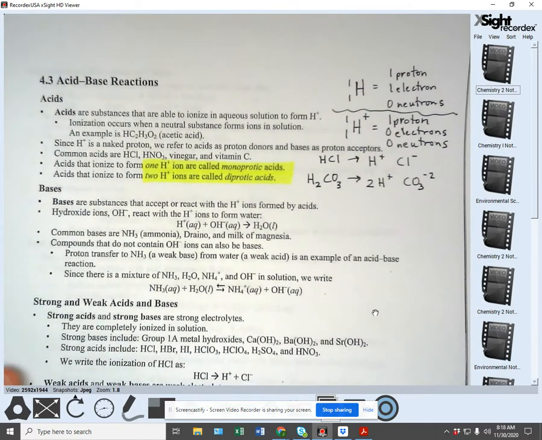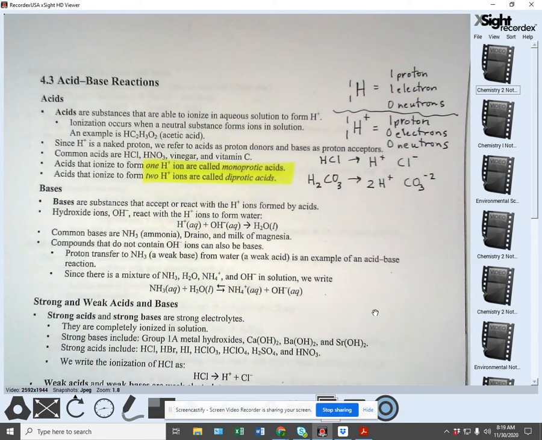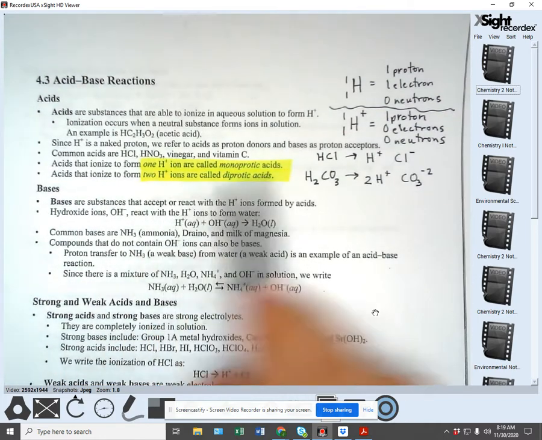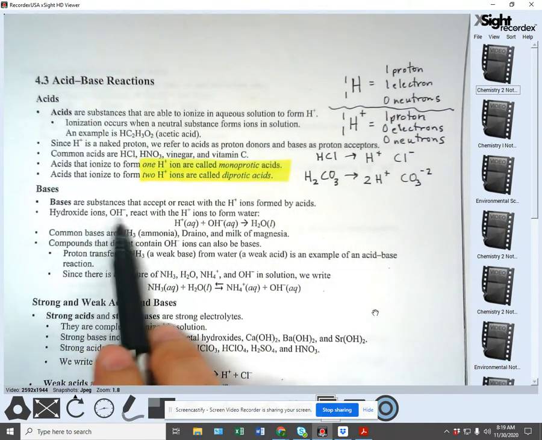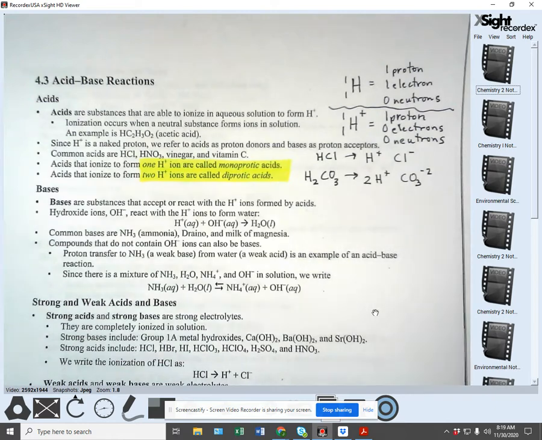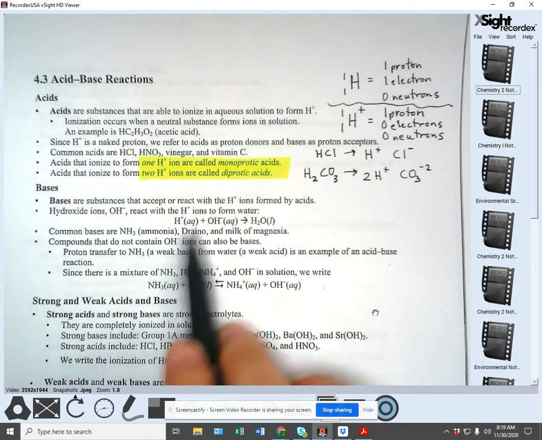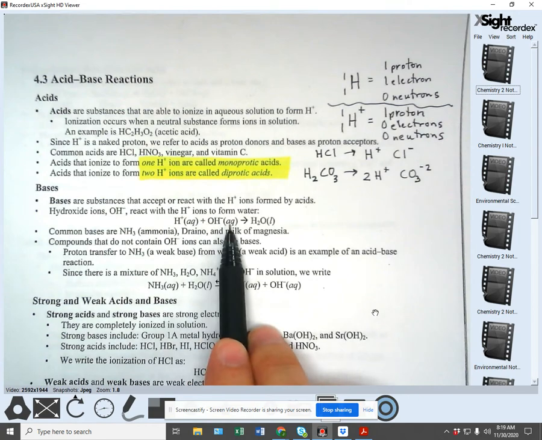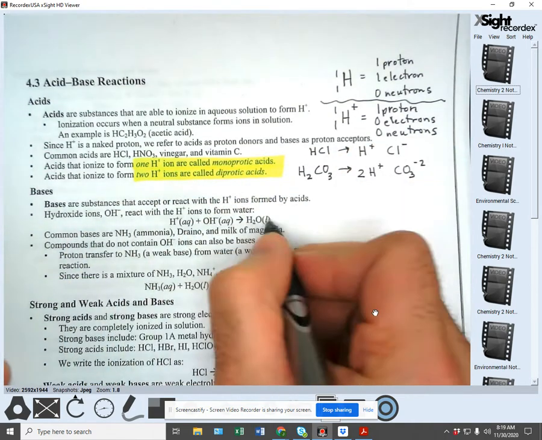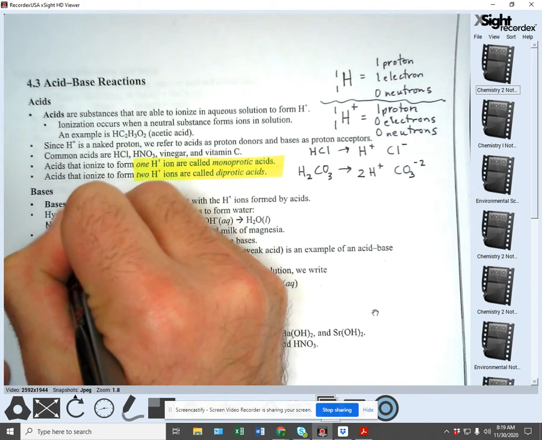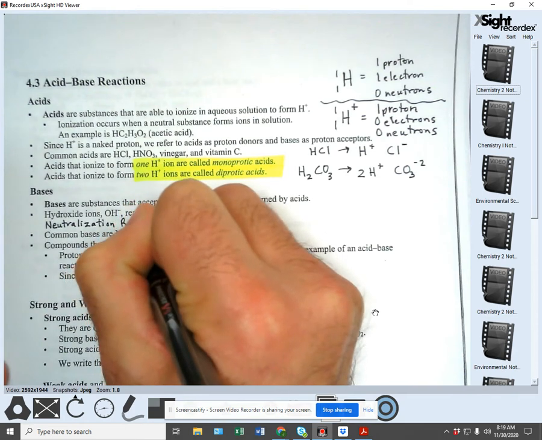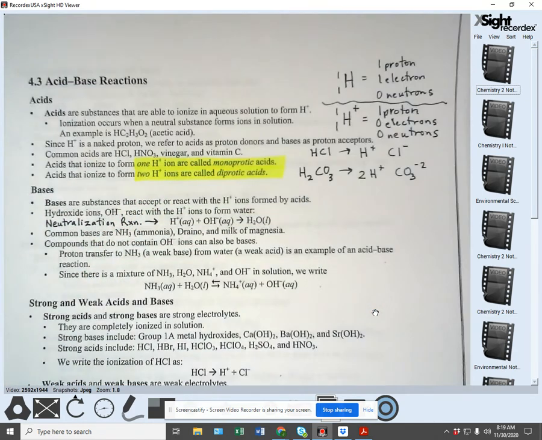Okay. All right, bases. Bases are substances that accept or react with the hydrogen ions formed by acids. Thus, they're called proton acceptors. So hydroxide ions, OH minus, react with the hydrogen ions to form water. Okay, so you've got hydrogen aqueous plus the hydroxide ion to form water, H2O. This is actually what we refer to a lot of times as a neutralization reaction, which we'll talk about a little more later.